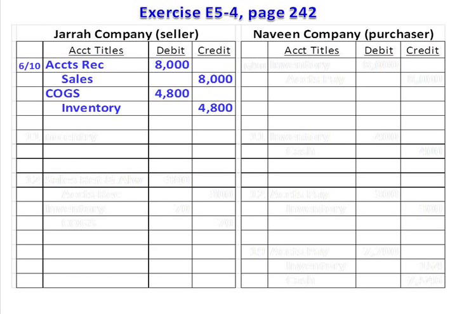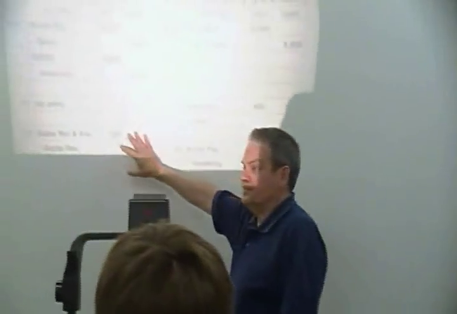Hey class, how many entries does it take to record a sale under perpetual procedures, say a number? Two. Takes two entries. Yeah. Then how many entries should it take to record a return? Two. We've made one. I need a volunteer to make me the second entry. Chris? Debit inventory for 300, and then credit cost of goods sold.